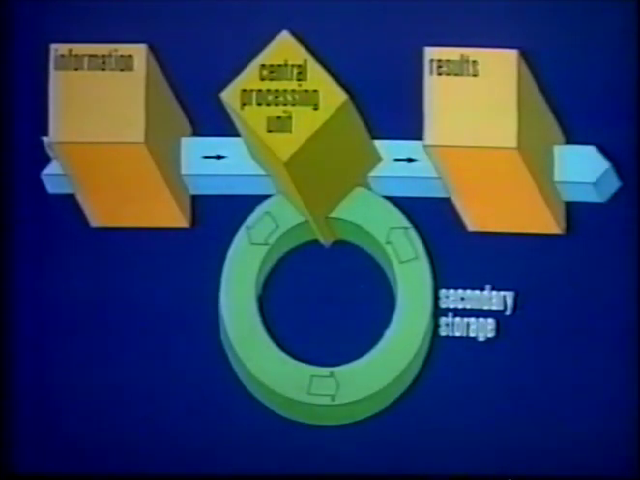Information read into a computer first enters the small, fast, short-term memory inside the central processing unit. It can then be transferred for later use to the large, slower, long-term memory known as secondary storage or the auxiliary or backing store.